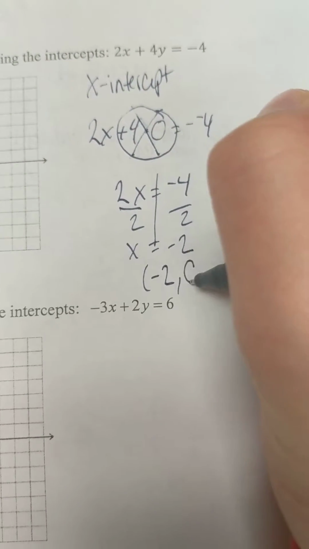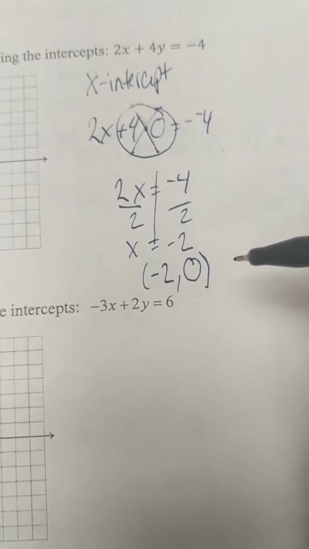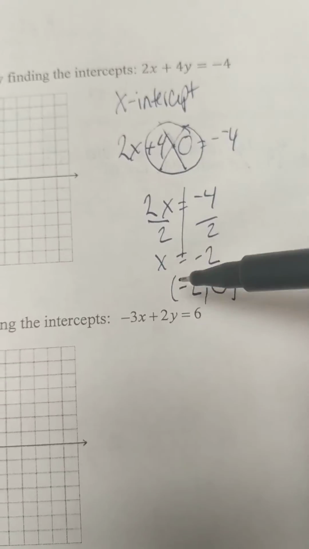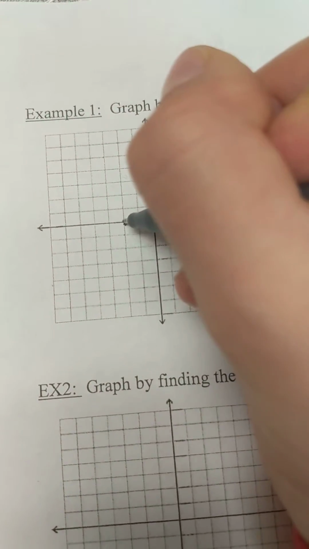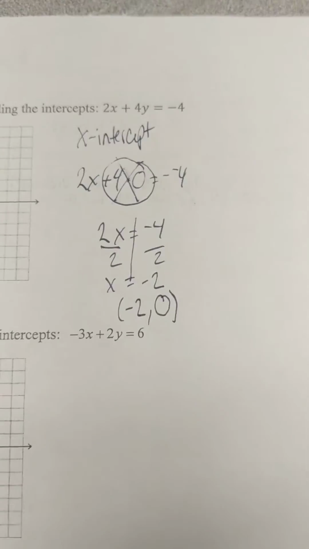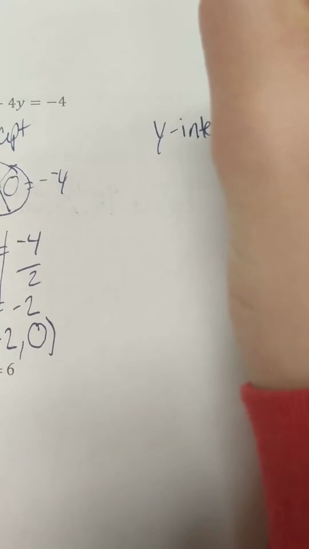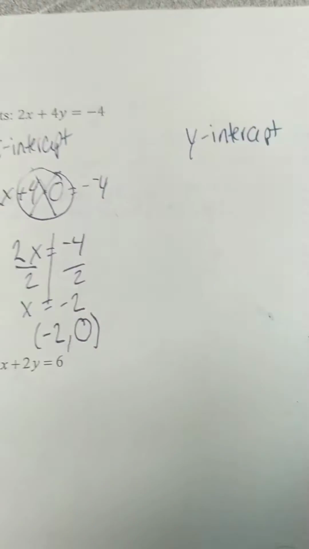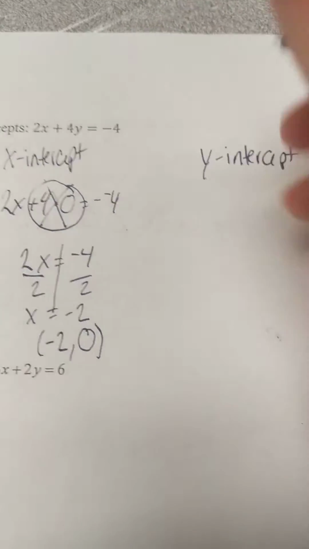The y value was 0 because that's what I plugged in for y. So there's my x-intercept, which I can now go and plot on my x-axis. I go to negative 2 on the x-axis, put a point. Now I'm going to find my y-intercept. Very similarly, except this time since I'm finding y, I'm going to plug 0 in for x.